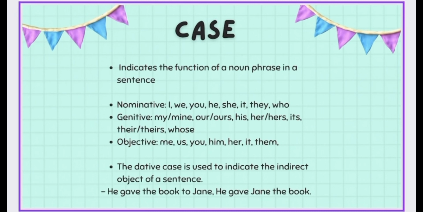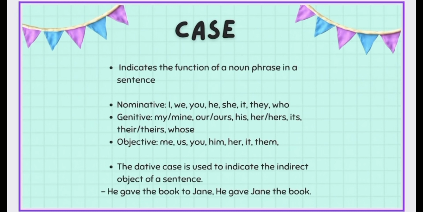Nominative: I, we, you, he, she, it, they, who. Genitive: mine, our, ours, hers, their, theirs. Objective: me, us, you, him, her, it, them, whom. It and you have the same form in the nominative and objective cases.